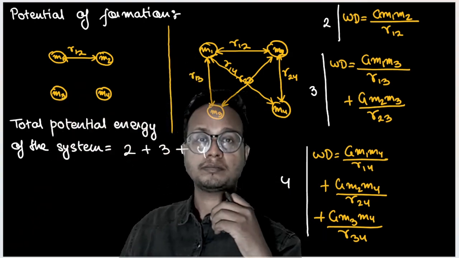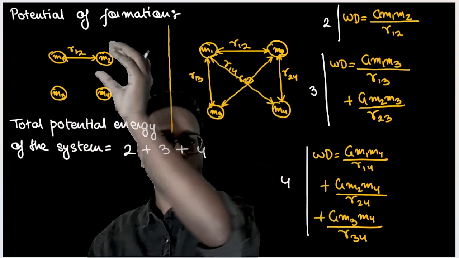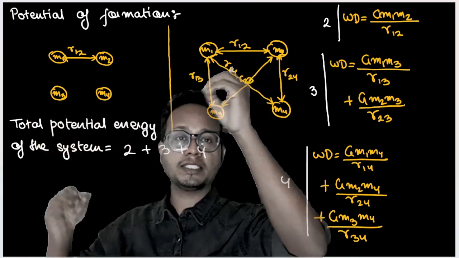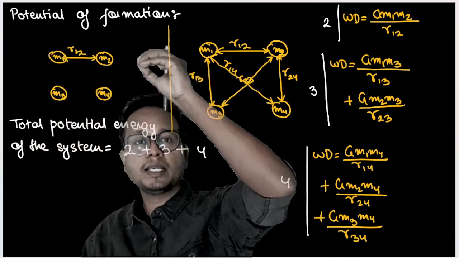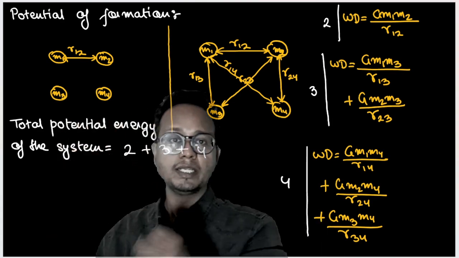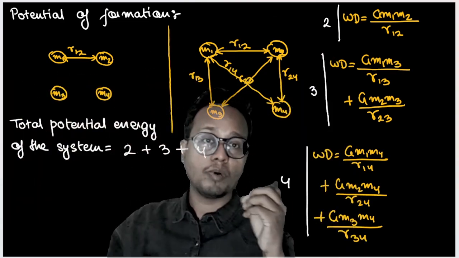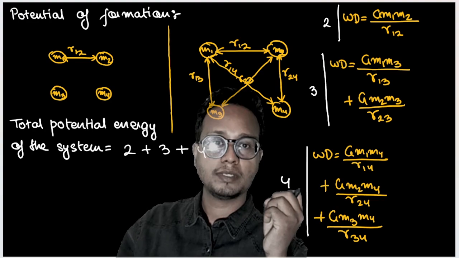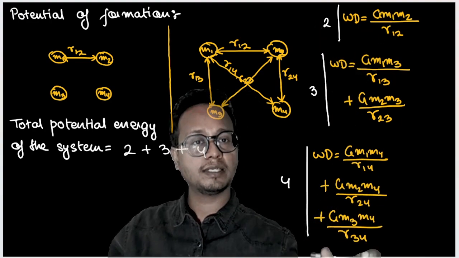Now my question is, what is the total energy required if I want to separate out the system? Suppose this is already a system. I have to separate this so that mass M1 goes to infinity, mass M2 goes to another infinity, mass M3 goes to another infinity, mass M4 goes to another infinity. What must be the total work that I have to give? That is nothing but this entire thing only, isn't it?